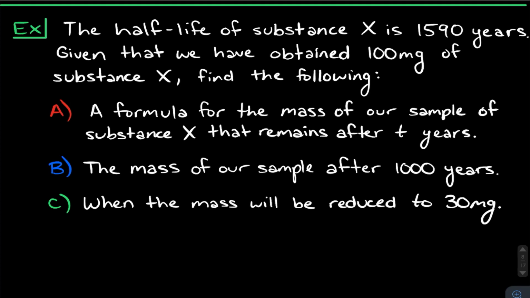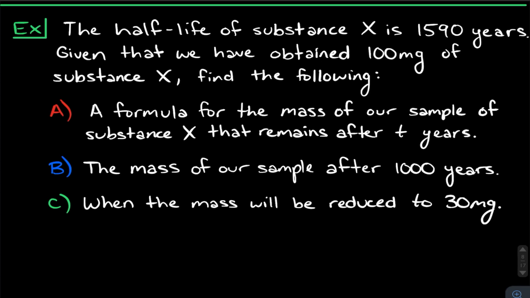So the example I have for you here is that the half-life of substance X is 1590 years. Given that we have obtained 100 milligrams of substance X, find the following. A asks for a formula for the mass of our sample of substance X that remains after t years. Then B is asking for the mass of our sample after 1,000 years. C is asking when the mass will be reduced to 30 milligrams. Okay?